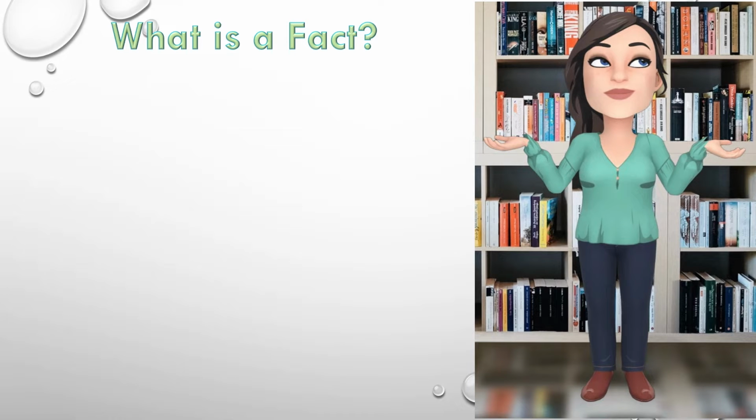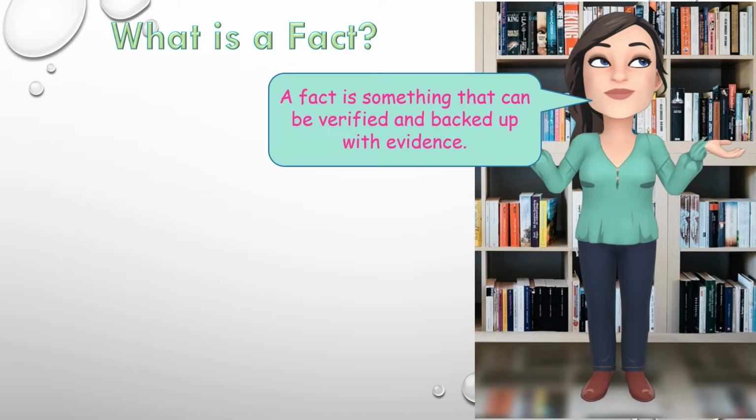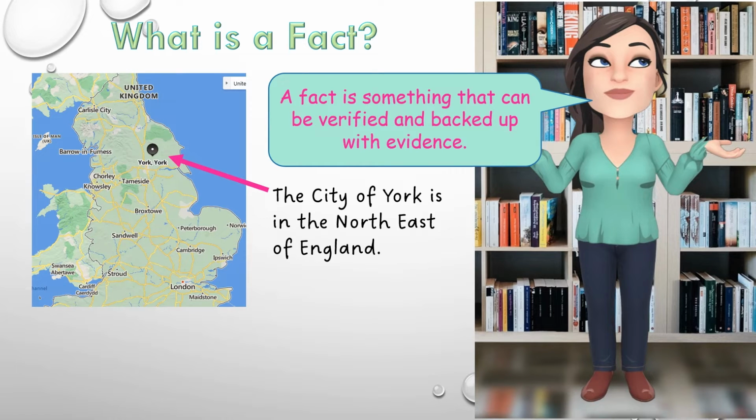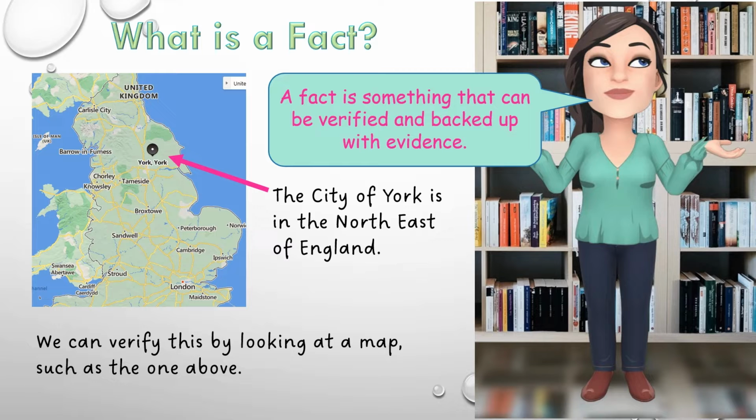What is a fact? A fact is something that can be verified and backed up with evidence. For example, the city of York is in the northeast of England. We can verify this by looking at a map, such as the one on this page.